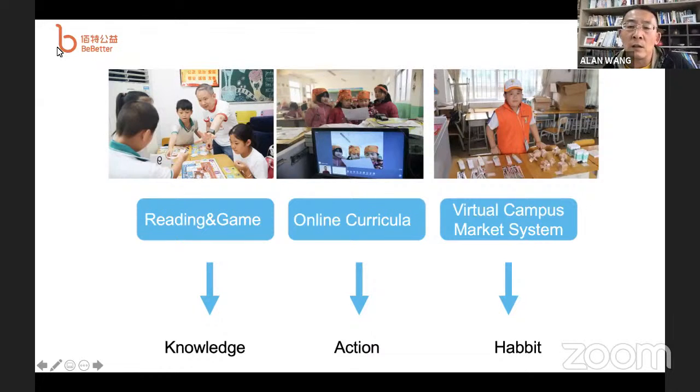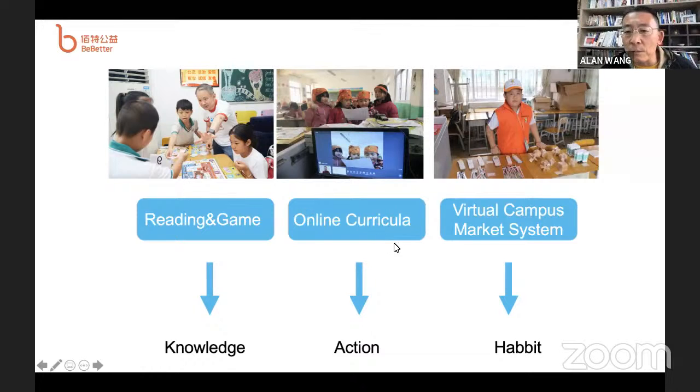time in the campus. They do not learn something online or in the classroom. They just do something in their school campus, in their daily life. That means learn by doing, not just learn by reading. It's learn by doing something.